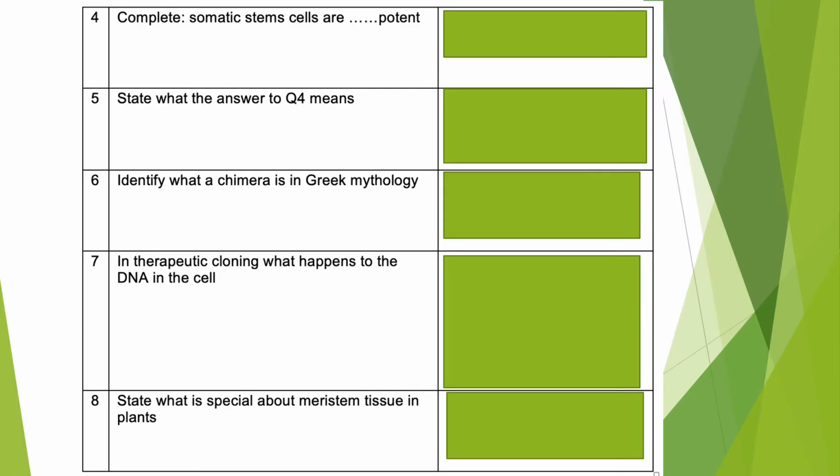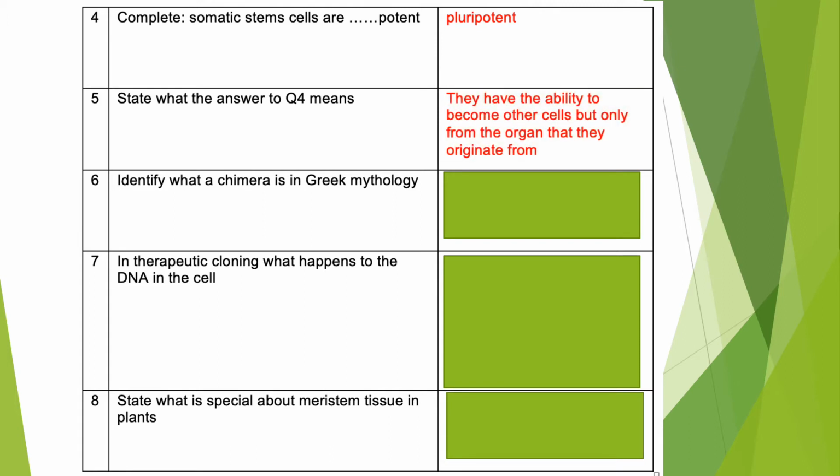Right, so number 4 asks, to complete the sentence, somatic stem cells are what kind of potent? So this one's going to be pluripotent, which means that they can become a different type of specialized cell, but it does have a restriction on where it originates from. So that's kind of the answer to number 5. They do have the ability to become other cells, but they only can become the organ or the type of cells that they originate from. So brain to brain, muscle to muscle.